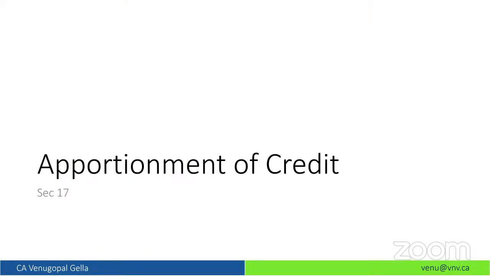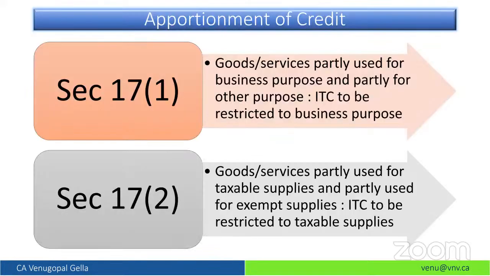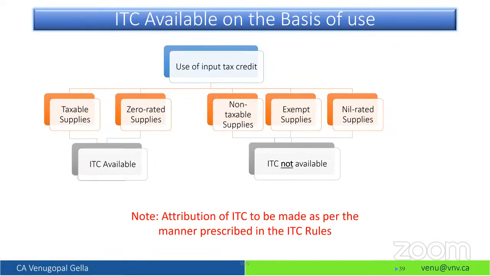Alongside these credits not being allowed, there is another restriction wherein if you have credits used exclusively for exempt supply or credits not for business, your credits are not allowed. So if we have to segregate, for credits used for taxable or zero rated supply, ITC is fully available. If the credits are used for non-taxable or exempt supply, nil rated, the ITC is not allowed.